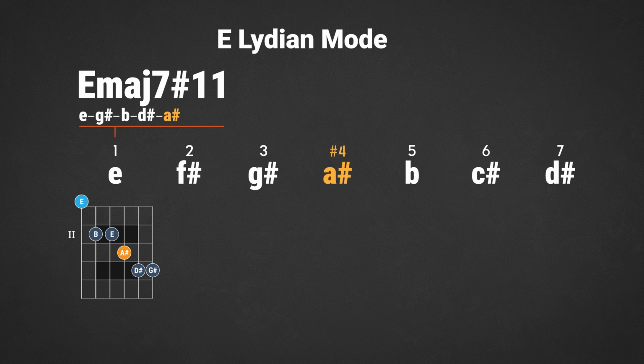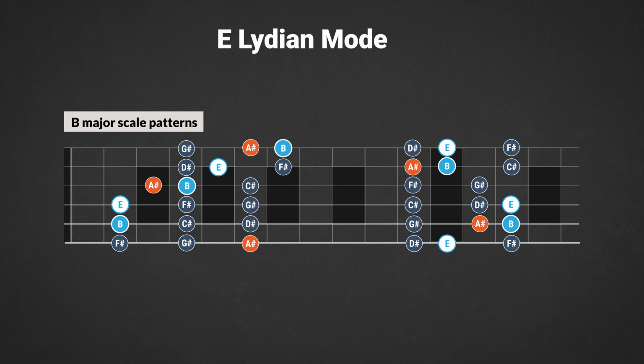The example in the E Lydian mode uses only a variation of the tonic chord, where the E major 7 sharp 11 contains the modal trigger note, the augmented 4th A sharp. The E Lydian scale is derived from the B major scale, so I use scale patterns of that B major scale, emphasizing the note E, major 3rd G sharp, and the modal trigger note A sharp.